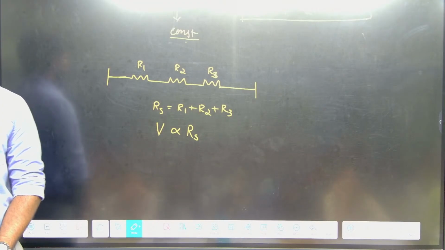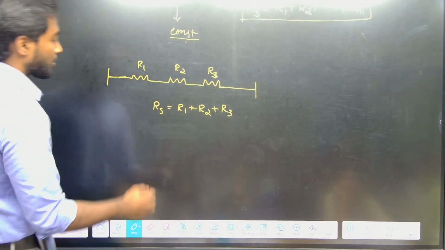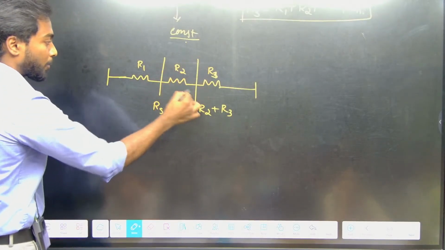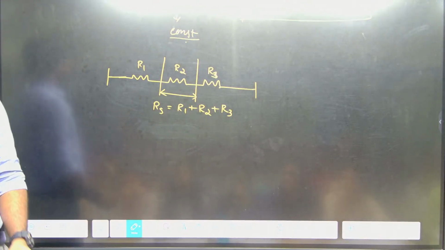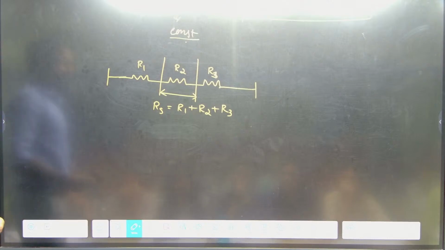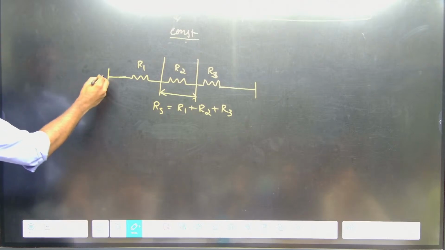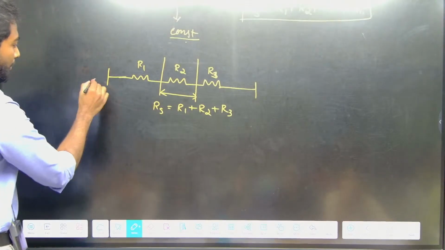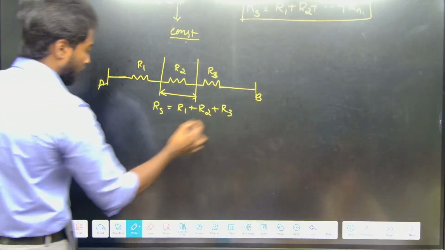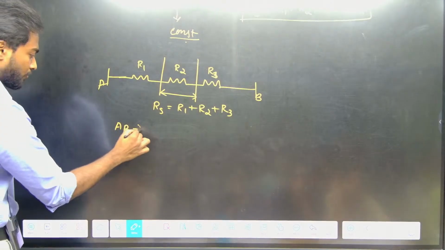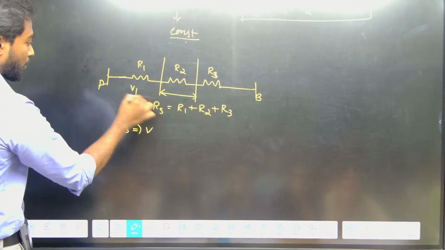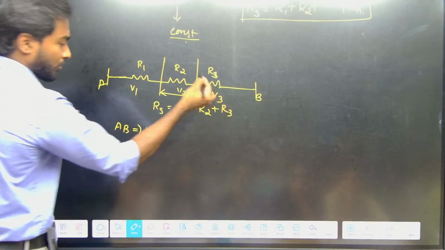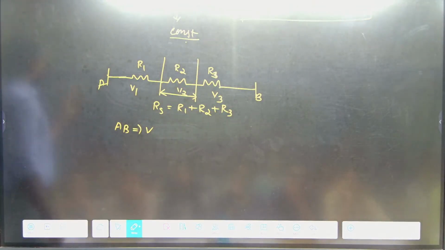Any doubt here? Suppose the question is, what is the potential drop only at this point. The potential given is from A to B, the potential is V. So if I consider this point, this is V1, this is V2 and this is V3. Only the current is same, no? The potential will be different for each one.